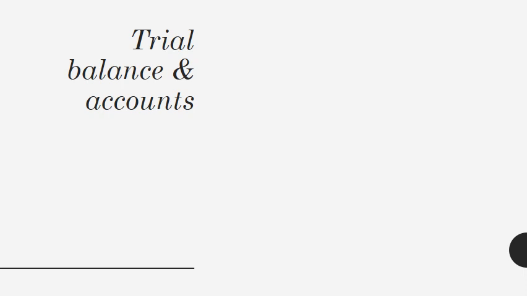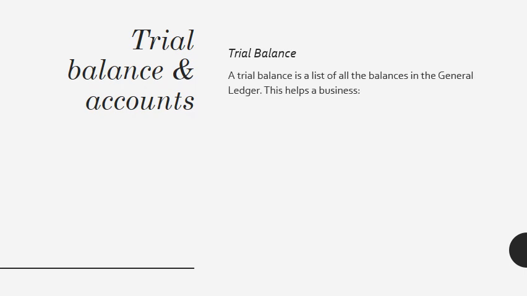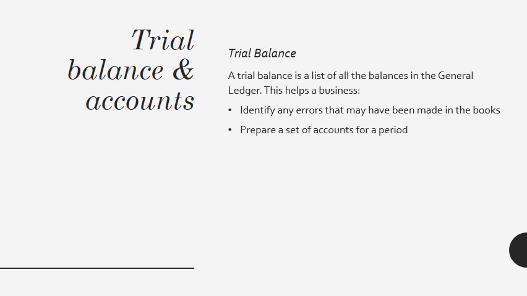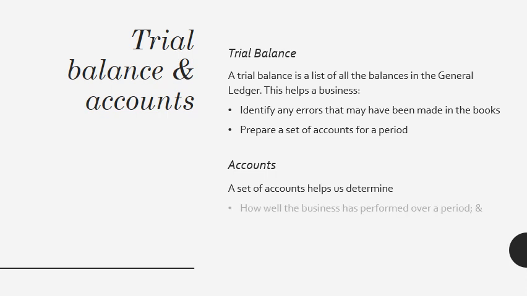Once we've prepared our ledgers at the end of a period, we can then use those ledgers to prepare a trial balance. Now, this is simply a list of all of the balances taken from our general ledger. Again, it's then going to help us identify any errors that may have been made in the books, and secondly, it's going to help us prepare a set of accounts for a period. The accounts helps us determine how well the business has performed over a period, as well as how financially secure that business is.